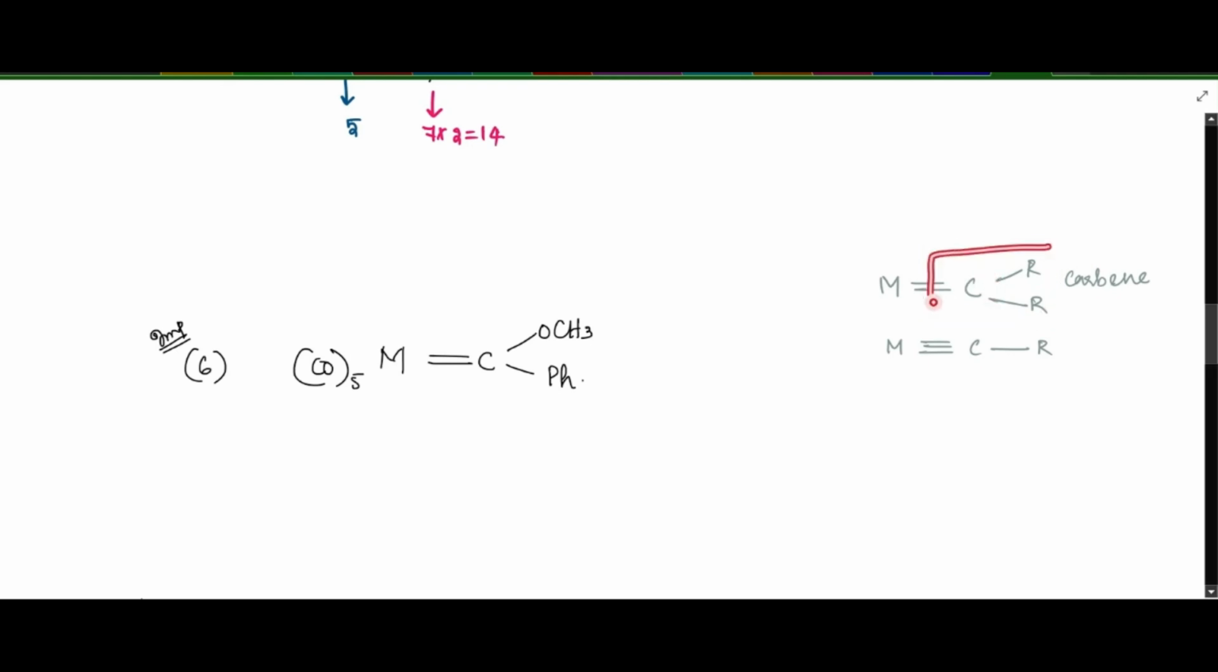So whichever groups come with the carbon, it is the C that forms the bond with the metal. Okay, so when you have a carbene complex, its formal charge is -2, and for the carbyne here it is -3. And the contribution of carbene is 2 electrons. The contribution of carbyne is 3 electrons.